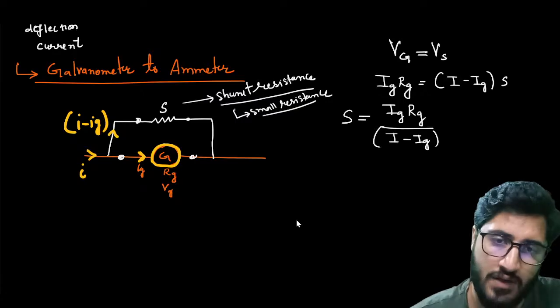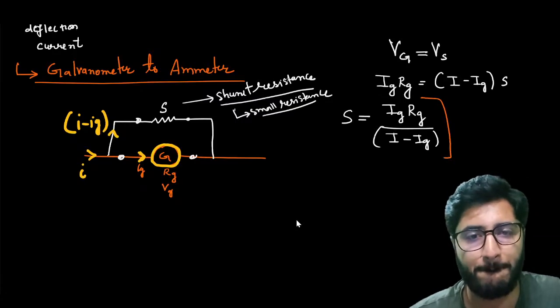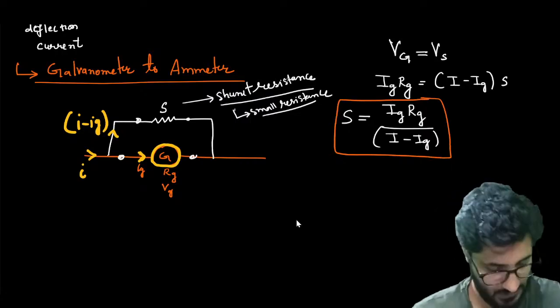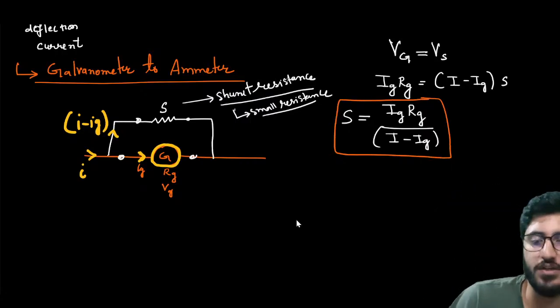This is how you will find the value of shunt. What is shunt? S equals Ig Rg divided by (I minus Ig).